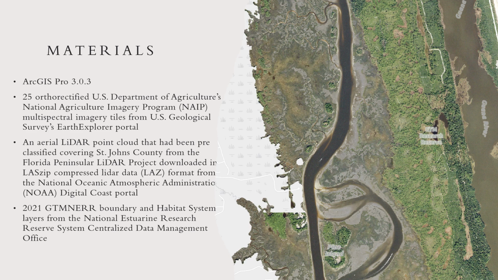An aerial LiDAR point cloud that has been pre-classified, meaning just that it's already classified the ground levels and differences in vegetations and different returns of those lasers. And that was from the St. Johns County Florida Peninsular LiDAR project, which I downloaded in an LAS zip file that had to be transformed to a LAS dataset for use in ArcGIS Pro. And that was from the NOAA's Digital Coast portal.